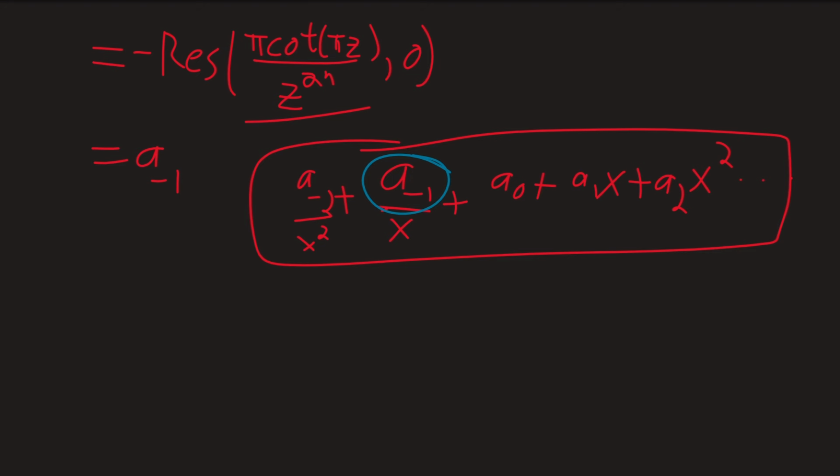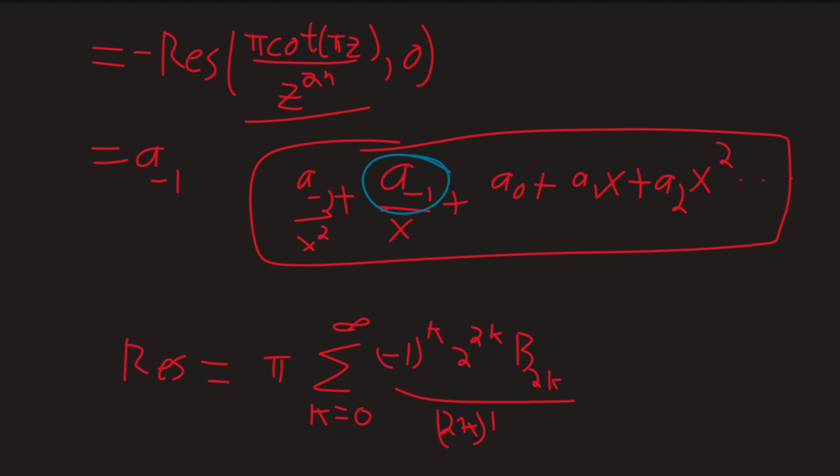Which you can conveniently just Google, meaning that our residue is just going to be equal to pi times the sum from k equals 0 to infinity of -1 to the k times 2 to the 2k times the 2kth Bernoulli number, I don't know if I'm saying that right or not, divided by 2k factorial, and then times x to the 2k minus 1, and then all this is going to be over x to the 2n as well.